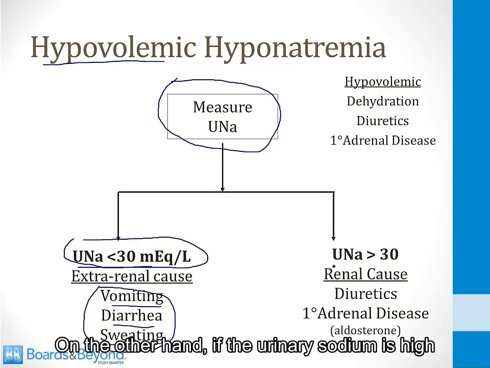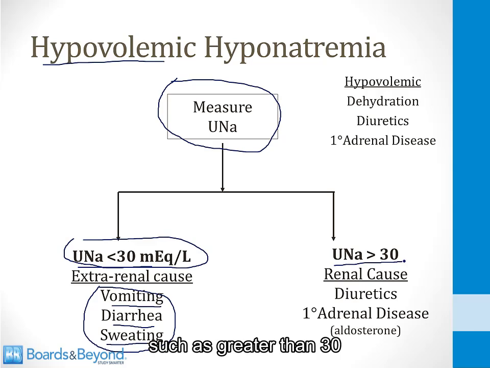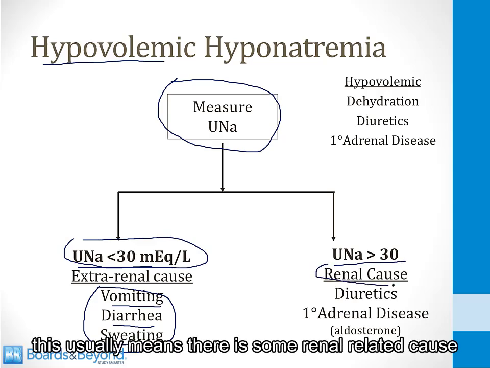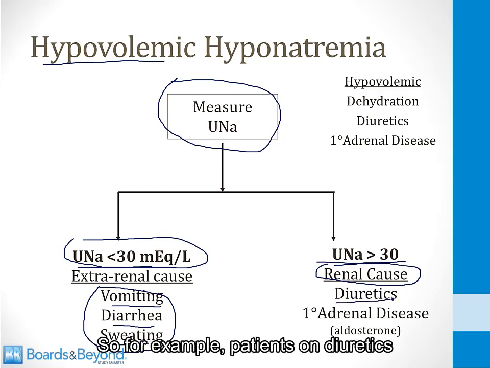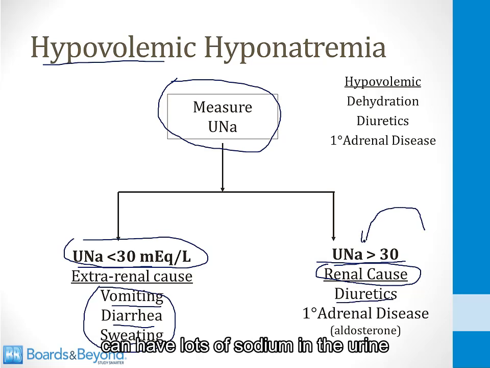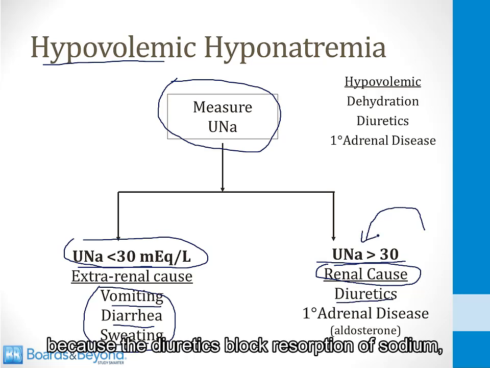On the other hand, if the urinary sodium is high, such as greater than 30, this usually means there is some renal-related cause of the fluid and salt loss. So for example, patients on diuretics can have lots of sodium in the urine because the diuretics block resorption of sodium.